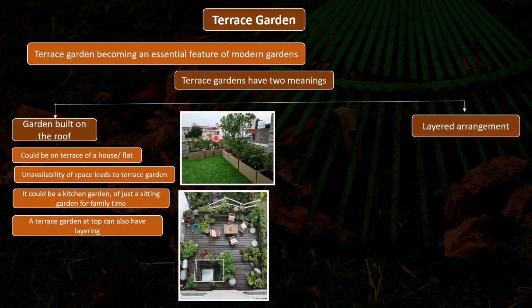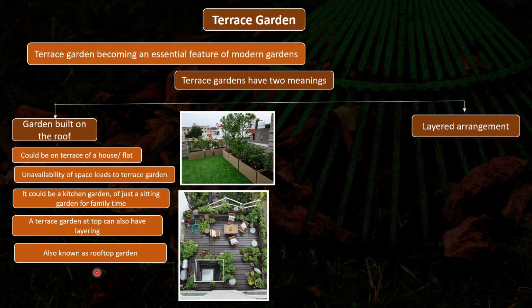So as you can see, these are terrace gardens made at the top of houses. This is maybe a family garden, or it could be a kitchen garden or an ornamental garden. Now these are also known as rooftop gardens, and based on this there are also many restaurants that are called rooftop restaurants, where restaurants are made on the terrace, and people sit and enjoy along with the plants, right? So you also have rooftop restaurants.